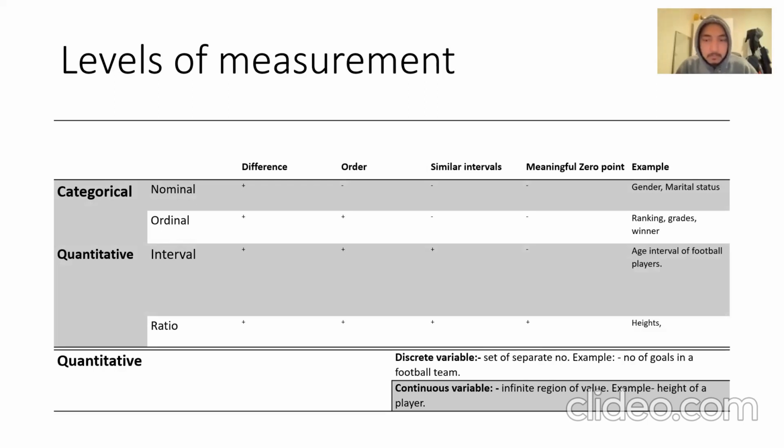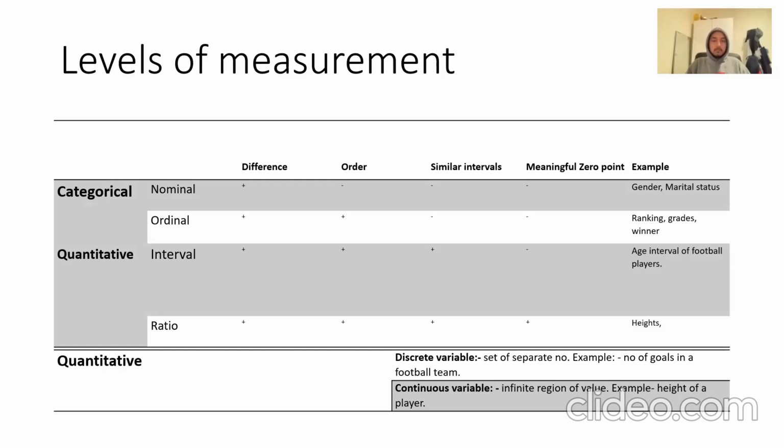And in quantitative, we have two types of variable: one is discrete, another is continuous. Discrete means your value is fixed, for example the number of goals. It can be 1, 2, 3, 4, 5. In continuous, your value is not fixed. For example, the height of a player can be 5 foot 5 inch, or temperature, which can be 15 degrees something Celsius. If you have a decimal point in your data, or an infinite range of values, then that is your continuous variable.